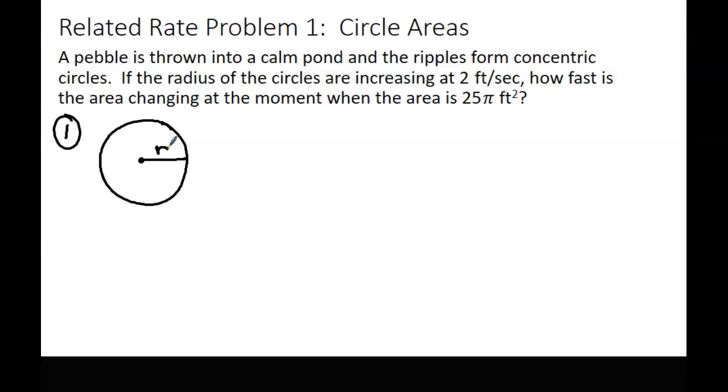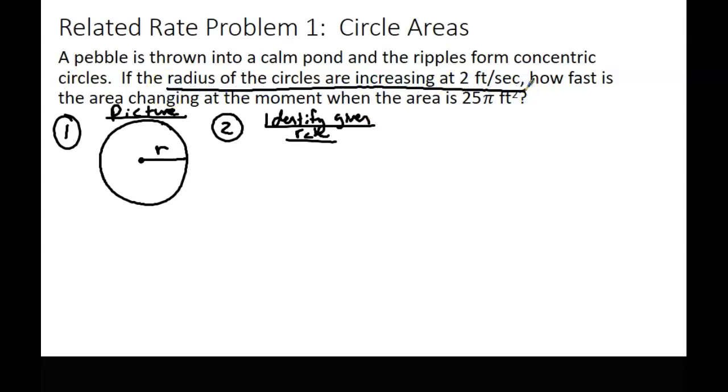Step two, what is step two? Identify the given rate, correct? Is that right? Okay. So in the problem, I told you they're going to give you one rate and they're going to ask you to find another rate. So a pebble is thrown into a calm pond and ripples form concentric circles. If the radius of the circle is increasing at 2 feet per second, go ahead and underline that. That is our given rate.